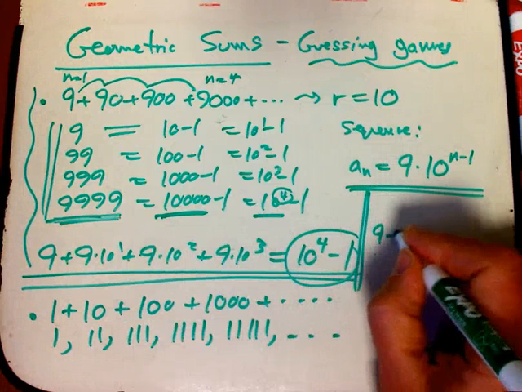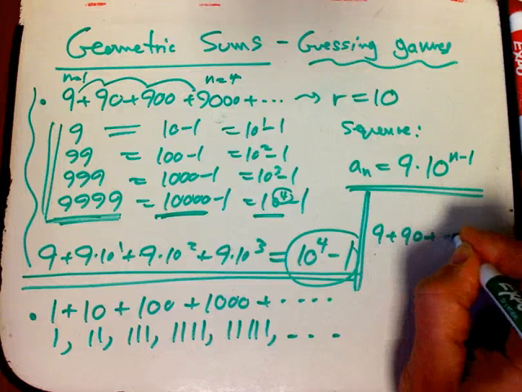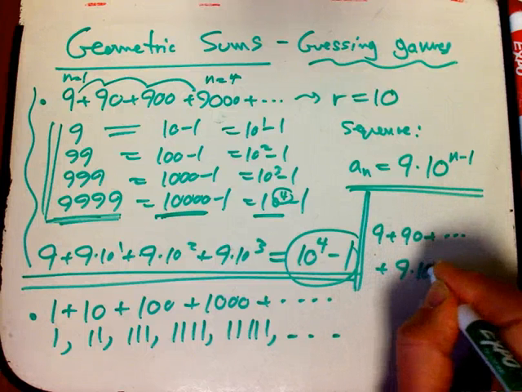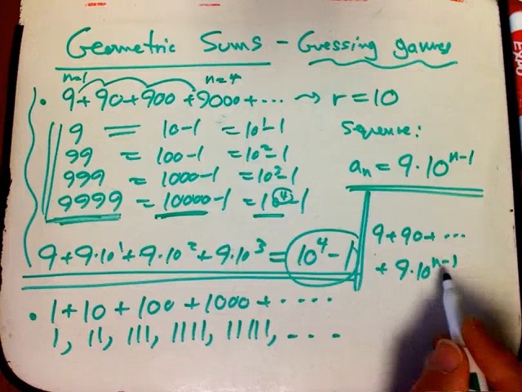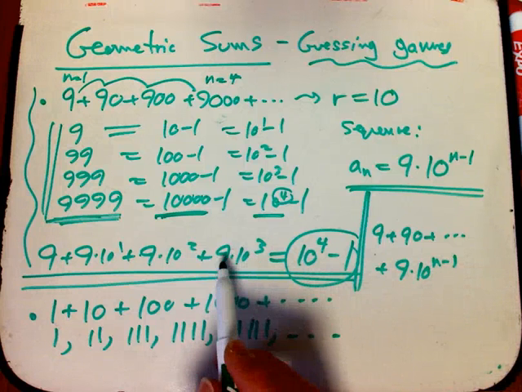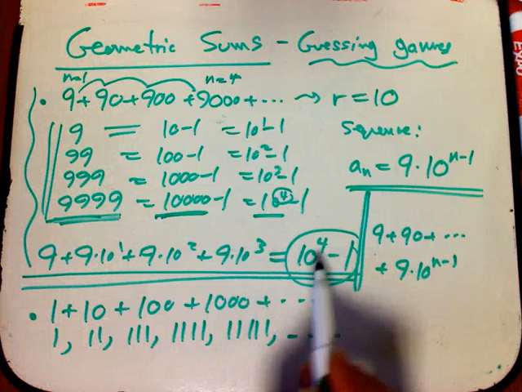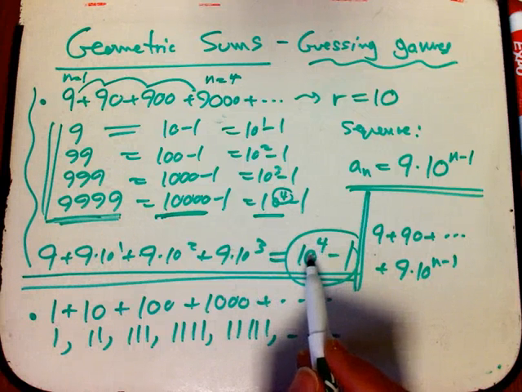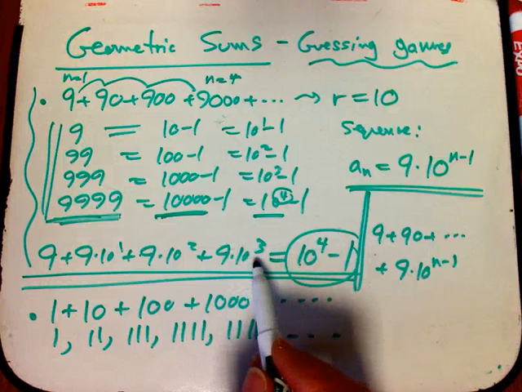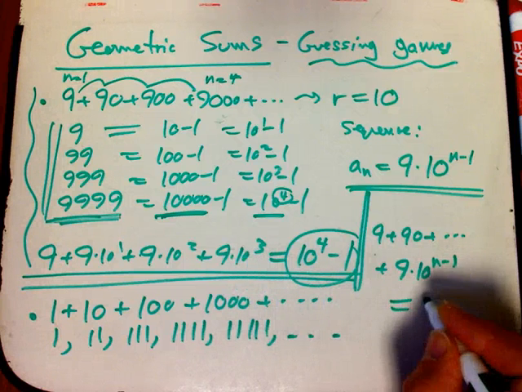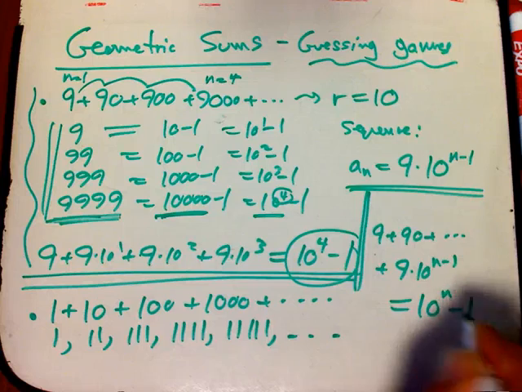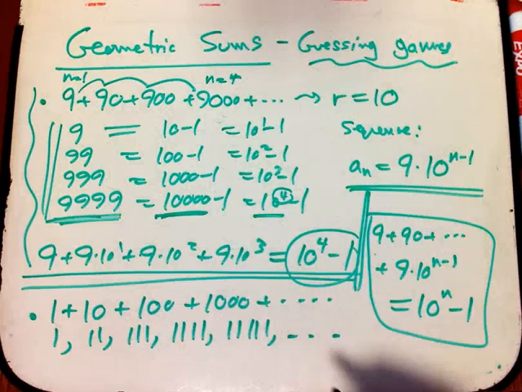That's going to be 9 plus 90 plus, and if you end with a certain power of 10, like here we ended with 9 times 1,000, that gave us the next power of 10. It's got to be at least the next one, because it's got to be something bigger than 10 to the third. It's just the next power of 10, 10 to the n minus 1. So there's the general formula.